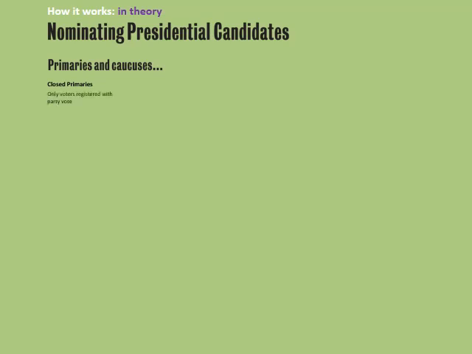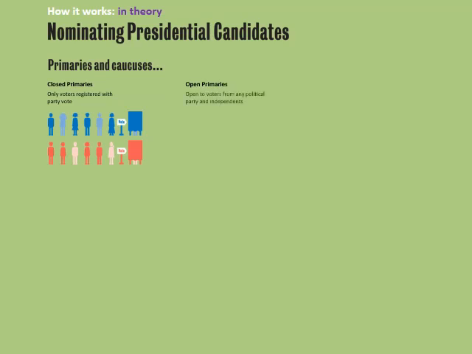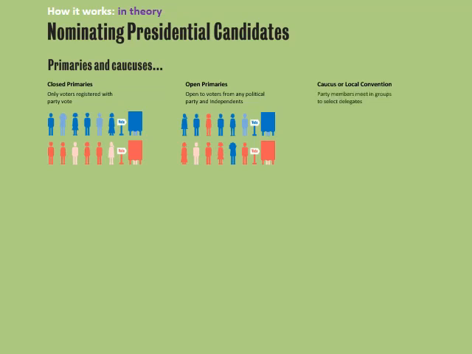Closed primaries, where only voters registered with the party can vote. Open primaries, which are open to voters from any political party and independents. And caucus or local conventions, where party members meet in groups to discuss delegates.